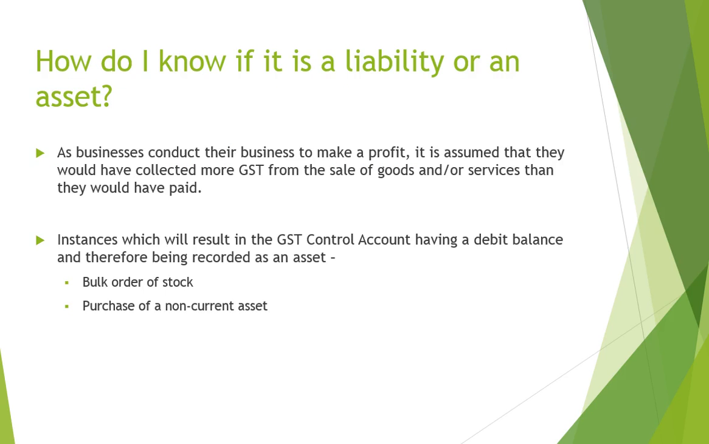So how do I know if it's a liability or an asset? As businesses conduct their business to make a profit, it is assumed that you would have collected more GST from the sale of goods and or services than you would have paid. We're in business to make money, so if you're not making money, you don't have a very good business. Instances, though, will result in the GST control account having a debit balance. So remember, that's the negative liability. So we are collecting more back from the ATO than what we've paid, and therefore it's being recorded as an asset.